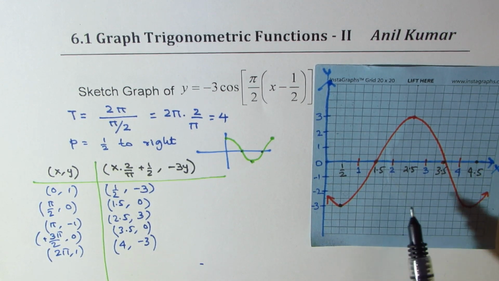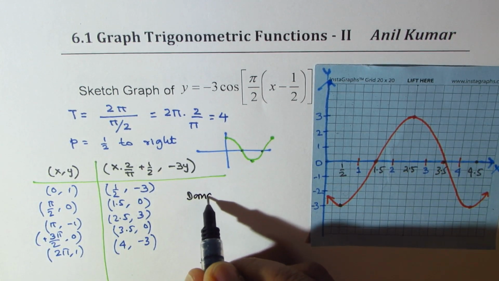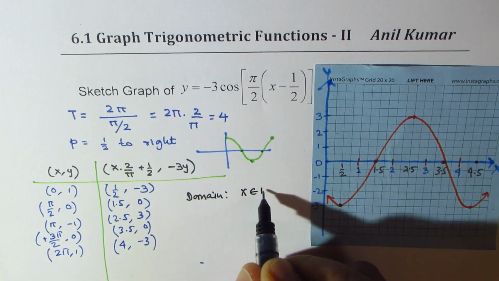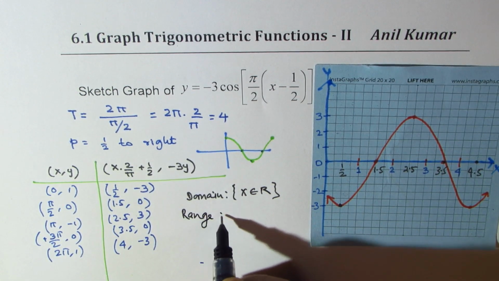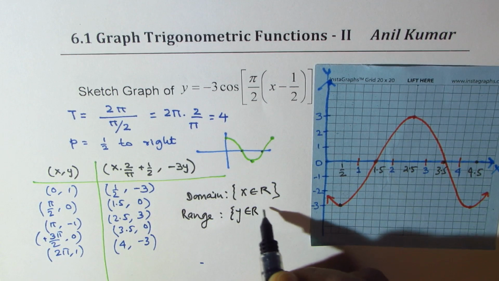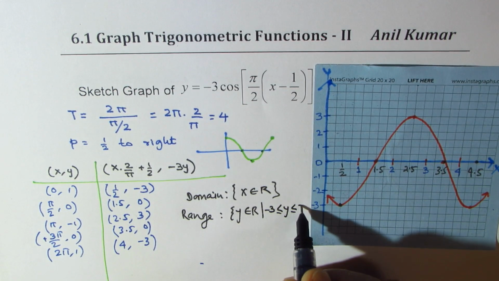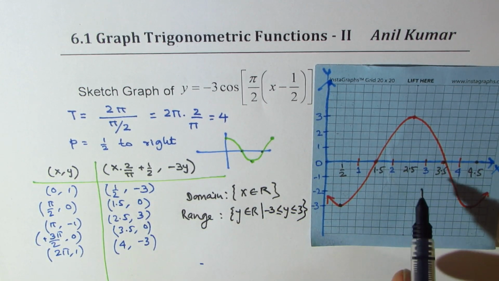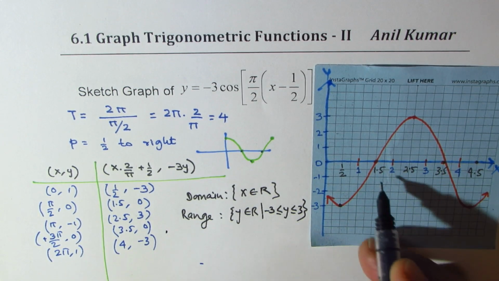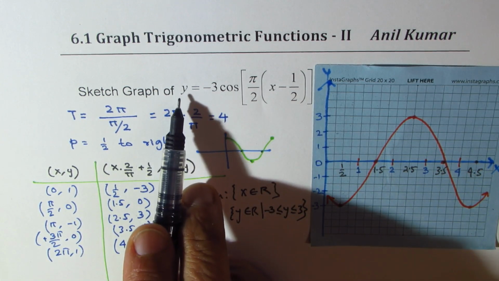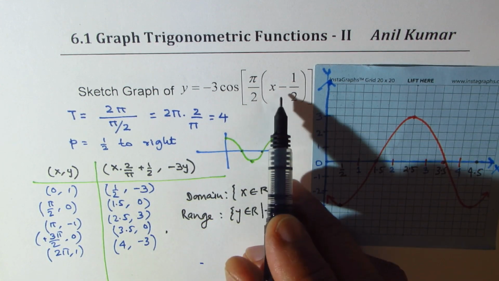Correct? Sometimes in the question you may have to write domain and range. Domain is all real numbers. As far as the range is concerned, it is restricted. So for range, you could write between -3 and +3, right? So I'm just squeezing it in here. You may have to find x and y intercepts also. So if required, you can find the y-intercept by substituting x equals 0, right? So that also you can do.